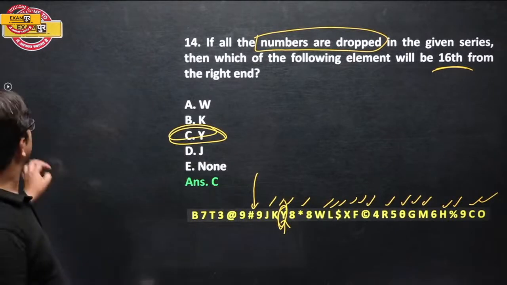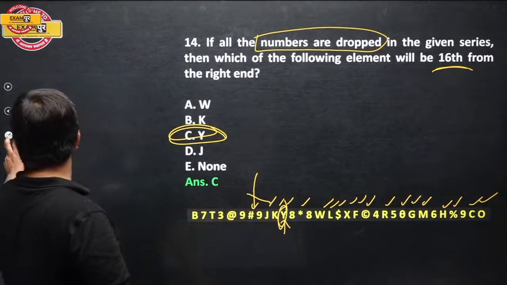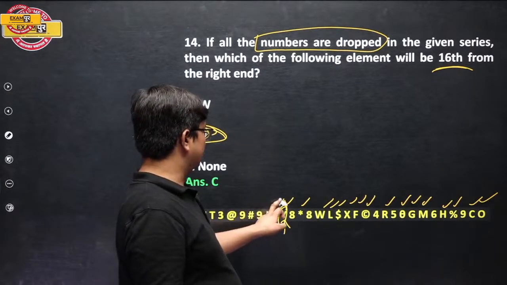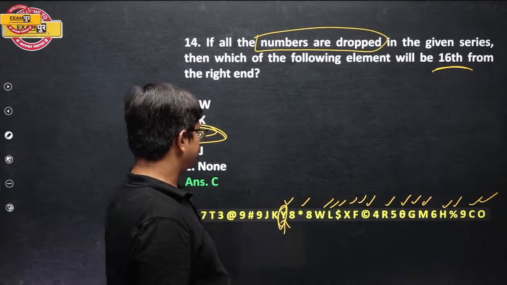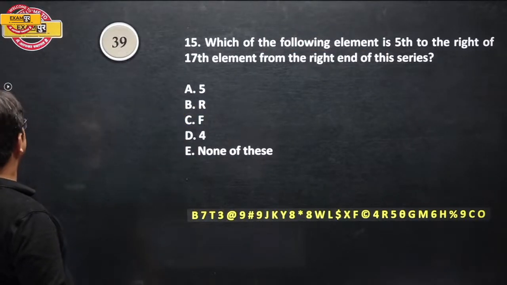Okay. Now, moving ahead. So there was no need of overcounting the things. The things were over here only. Now, moving ahead. Please solve this.